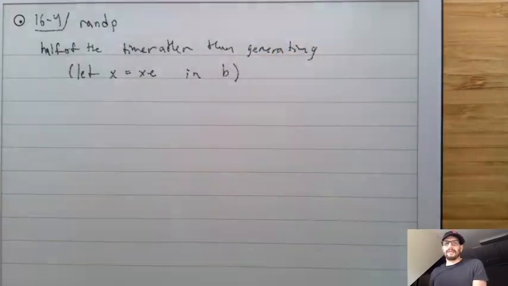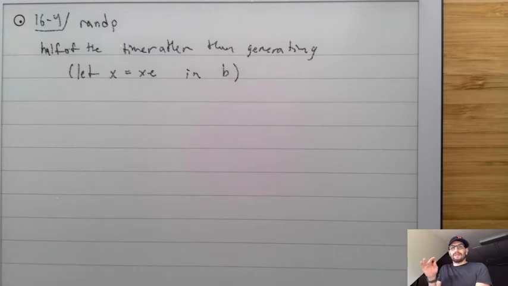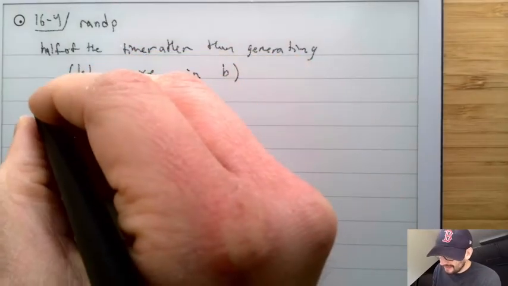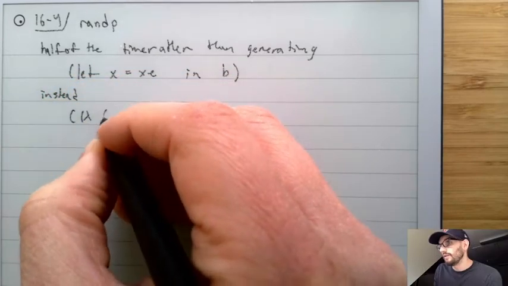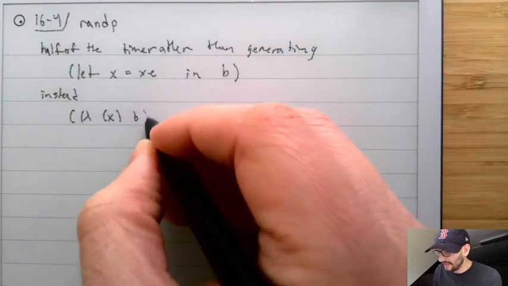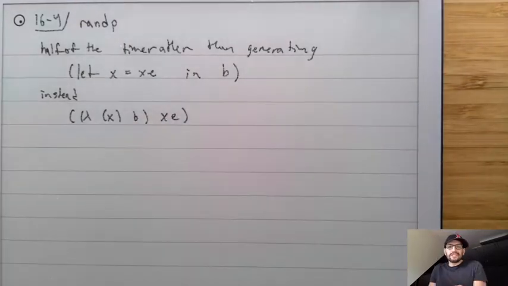Now when I say half of the time, what I mean is that you have some code that already generates this let sometimes. So you just make it so that half of the time, rather than doing that, what you get is a new lambda with an x, the b on the inside, and then an xe. What this is going to do is sprinkle all over your program a whole bunch of lambdas. And some of these are going to close over things, some of them aren't, and you're not really going to be able to detect when that's going to happen.